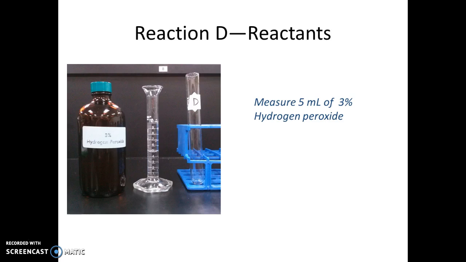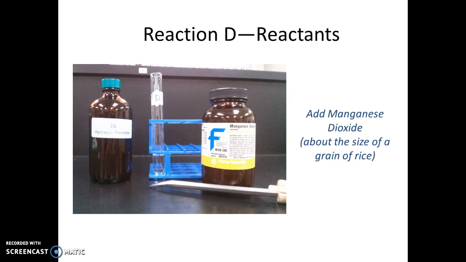for reaction D. To initiate the reaction, you're going to want to use manganese dioxide. And the manganese dioxide is a gray, shiny powder. It's a solid, and you'll find it in a brown container in the lab. You don't need to weigh this out precisely, you just need a small scoop of the manganese dioxide, so about the size of a grain of rice. And you'll see that there's a labeled scoop in the lab for you to use.